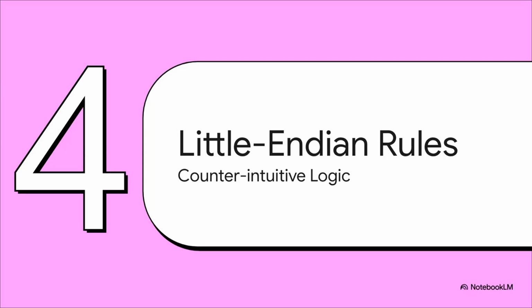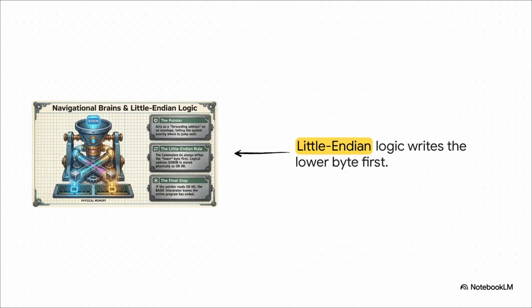Section 4, little endian and tokenization. Now that we see the memory structure, we actually have to read it. But the Commodore 64 relies on some highly counterintuitive logic to do this. First up is the little endian rule. As humans, we read numbers from left to right, largest to smallest, right?